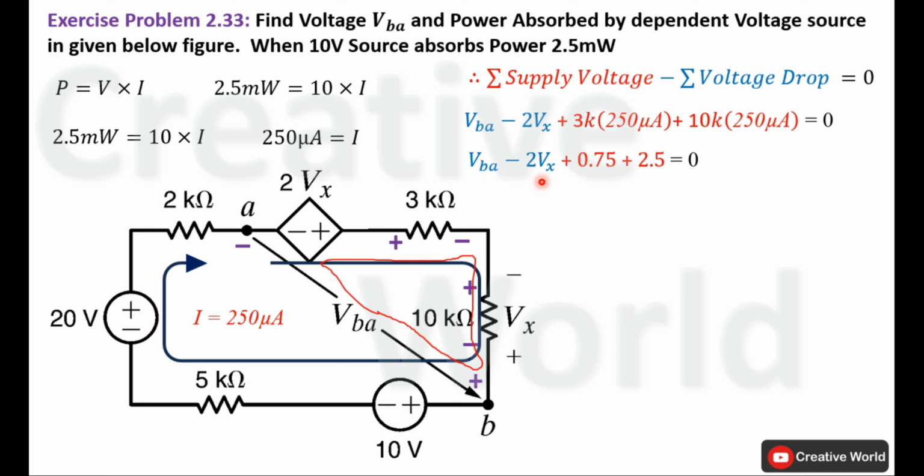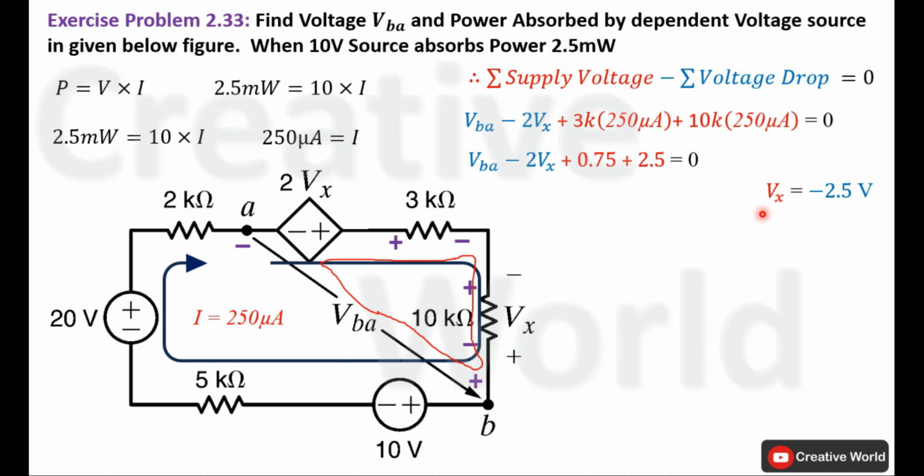For that purpose, we have to eliminate Vx from this equation. The value of Vx is equal to the voltage across this 10 kilo ohm resistance, but opposite to the polarity of the actual voltage. So the value of Vx will be minus 2.5 volt. The actual voltage that was appearing across the 10 kilo ohm resistance is 2.5 volt, which we already have calculated, but Vx is opposite to this actual voltage. So Vx will be minus 2.5 volt.